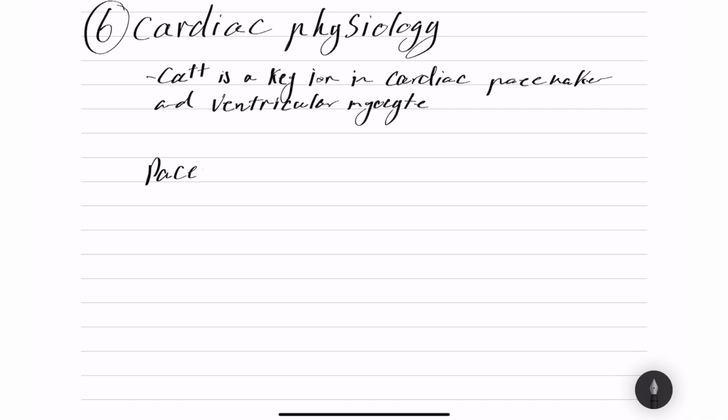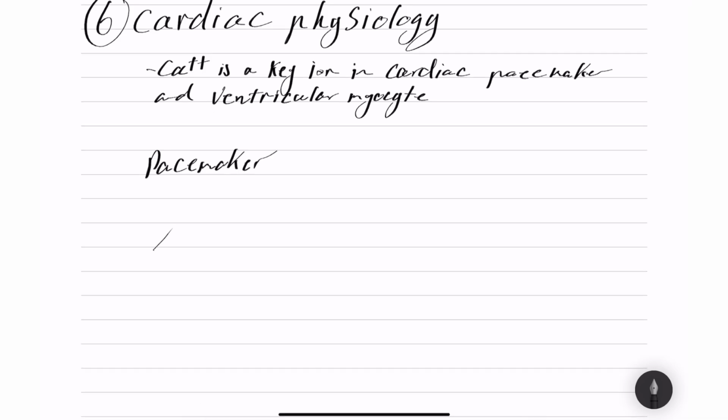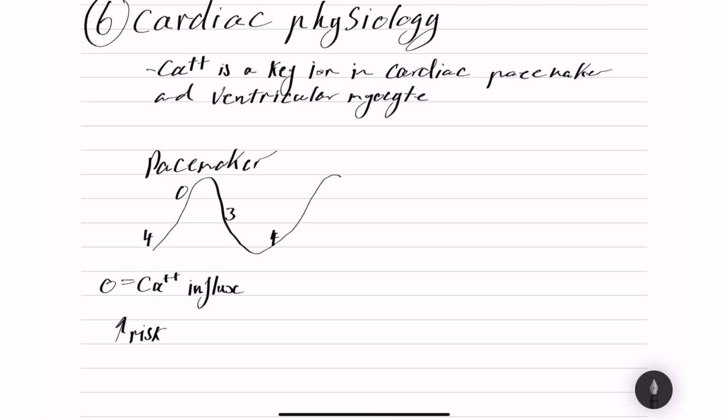In regards to cardiac physiology and electrophysiology, calcium is a key ion in cardiac pacemaker and ventricular myocytes. This is an action potential of a pacemaker. The higher it goes, the more positive the membrane potential of the pacemaker. You can see that in phase 0, when we're going up and becoming more positive, calcium influx occurs.